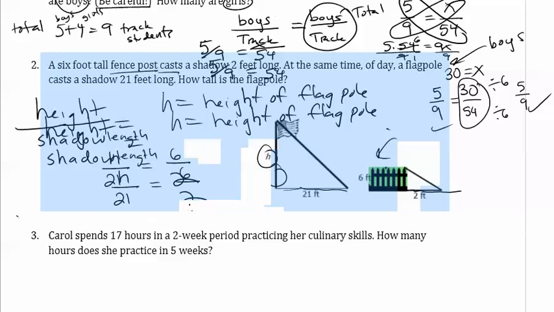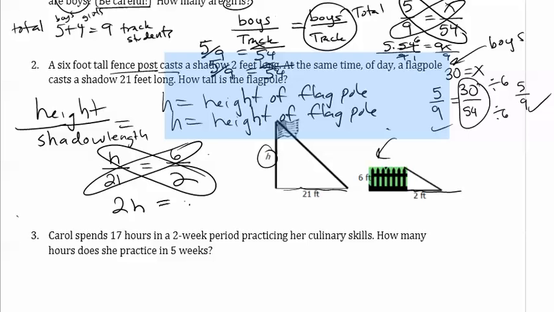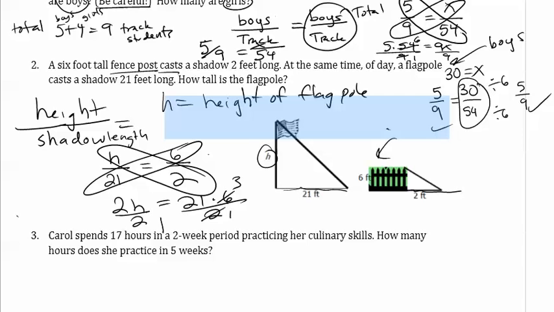Okay, so when I do that, I end up with, I'm going to cross multiply, and so that's 2h is equal to 21 times 6. And notice again, I'm not going to multiply those out yet until after I divide by 2. So in order to get rid of my coefficient in front of the variable, I'm going to divide by 2 on each side, and I can cancel 2 and 6, and so that will be 3. And so now I know that h has a height of 21 times 3, which will be 63.